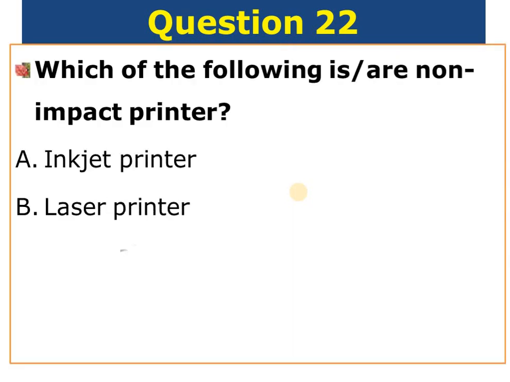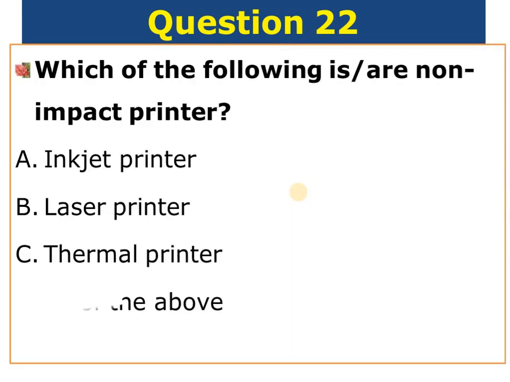Question number 22. Here is question number 22. Which of the following is or are non-impact printers? Among these alternatives, the one is a non-impact printer. A. Inkjet printer, B. Laser printer, C. Thermal printer, D. All of the above. The answer is choice D. These all three are non-impact printers.